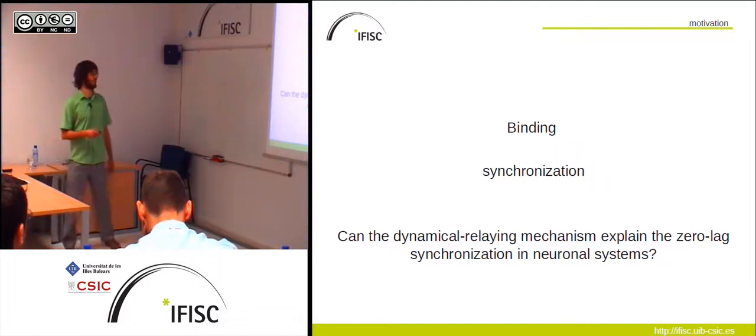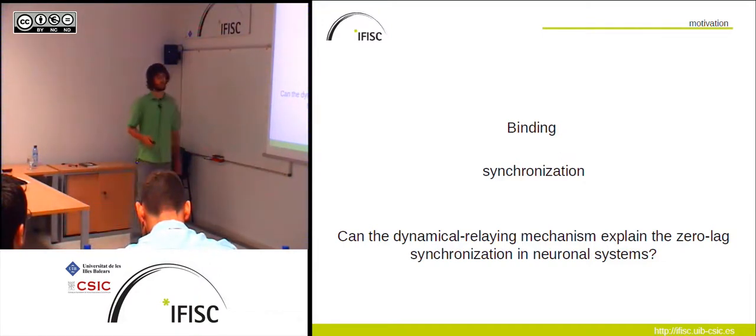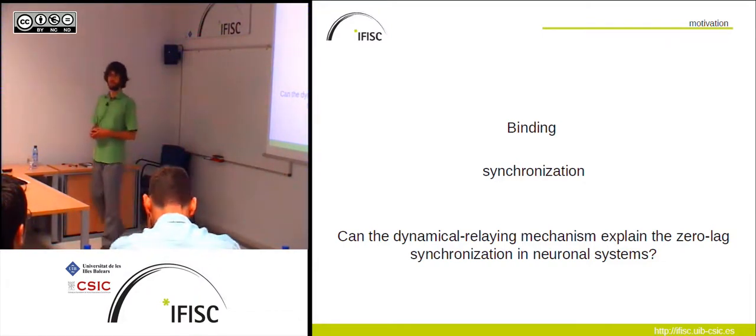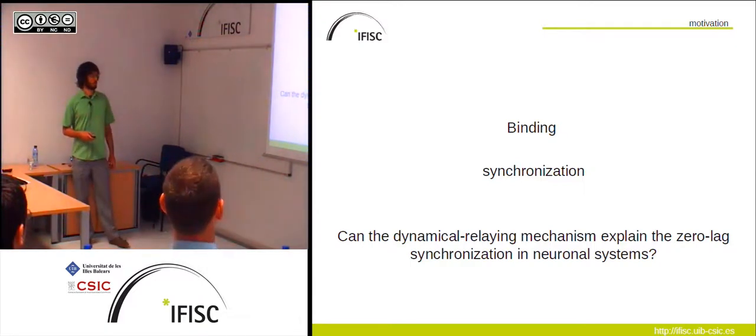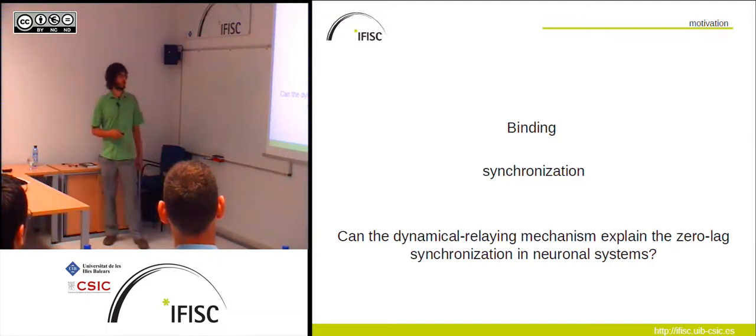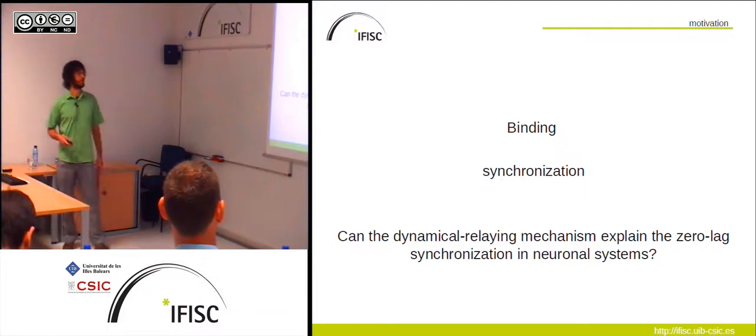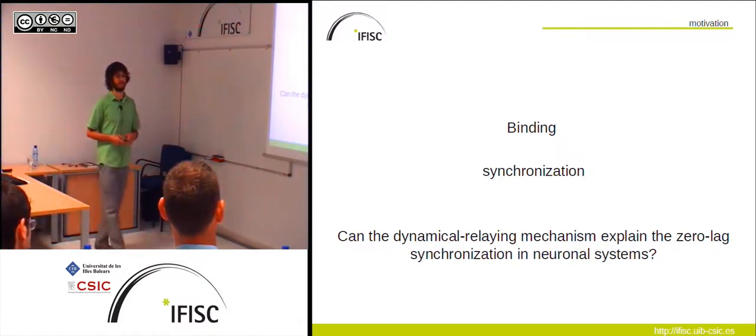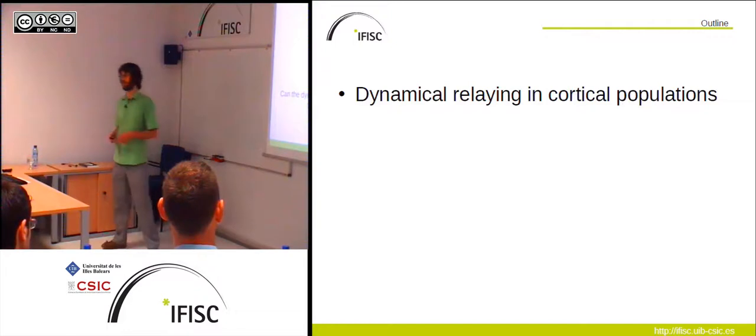So synchronization is thought to be an important feature for binding and integrating the activity of distant and segregated areas. We are going to study the dynamical relay in the brain, asking whether the dynamical relay could play a role in or explain this synchronization that is found in the brain.